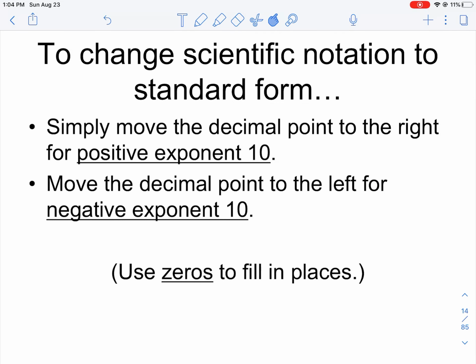Okay, so now to change scientific notation to standard form, simply move the decimal point to the right for positive, to the left for negative. You will be putting in your zeros to fill in the places.